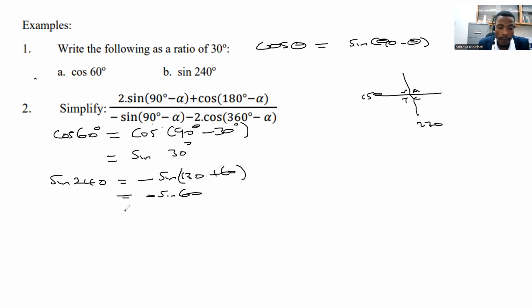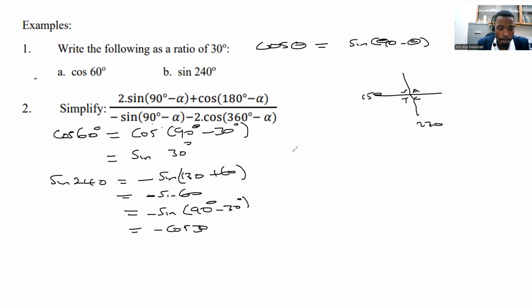Now when we have minus sine 60, it's more or less the same as the previous one. You say sine 60 can be exactly like sine of 90 minus 30. Allow me to not write these degrees, to save time. Now we know that sine and cos are complementary, so this one will be minus cos of 30. I hope it makes sense.